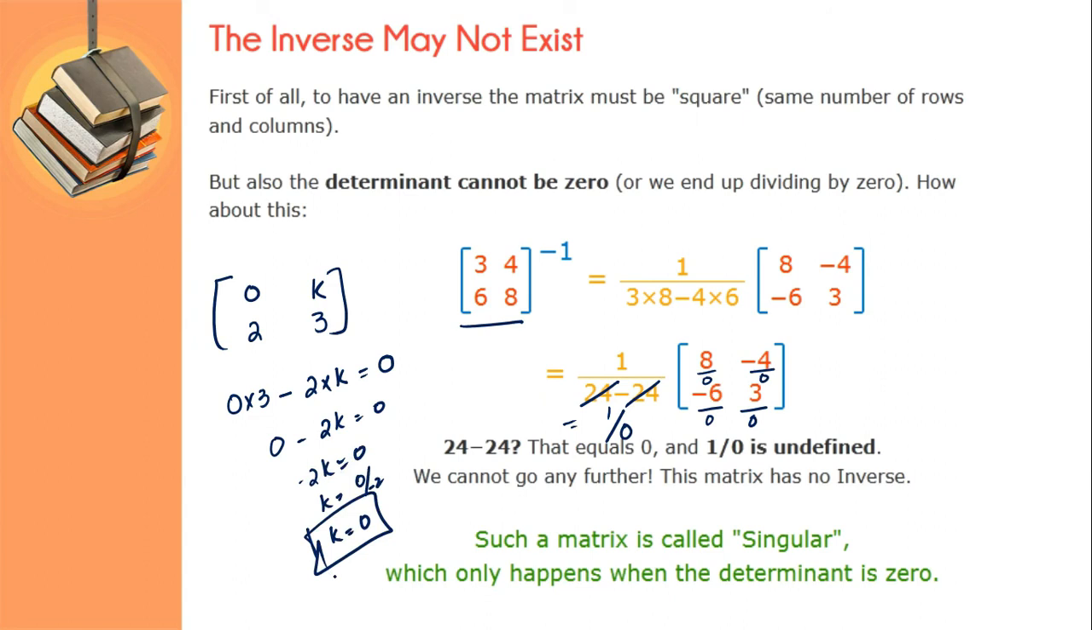So the inverse is not possible when we get 0 as a determinant. And if the question says that it's a singular matrix, find the value of k or any unknown given in the matrix, then in that case you will find the determinant and keep it equal to 0.